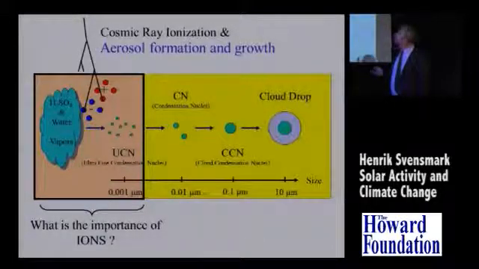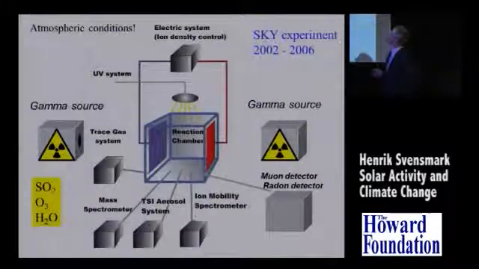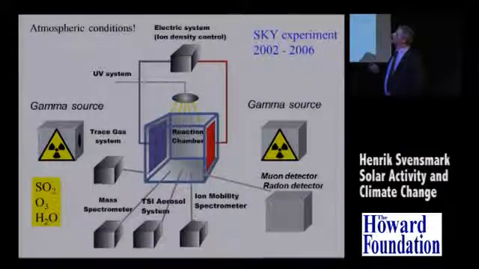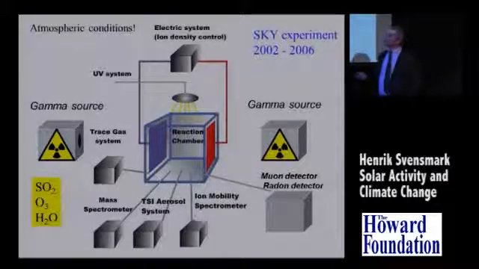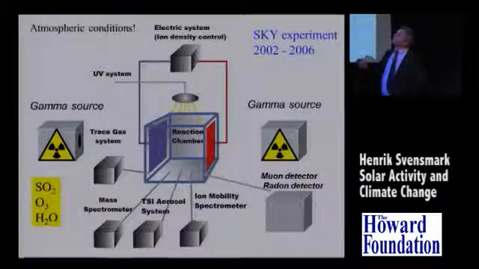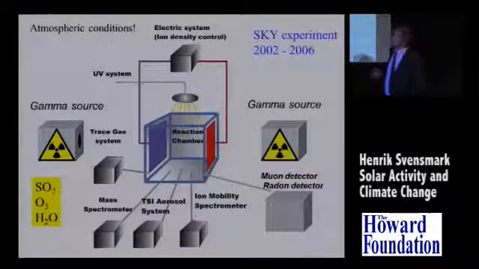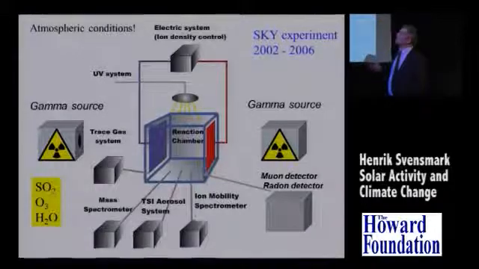We did that a number of years ago in our first experiment, where we had a reaction chamber. It was about 8 cubic meters. And the idea was to take in these trace gases: sulfur dioxide, ozone, and water vapor. The difficult part is to have these trace gases in atmospheric concentrations. But then you put everything inside, and the only thing you vary is the amount of ionization in the chamber. So by changing the ionization, you look to see if you produce more aerosols.